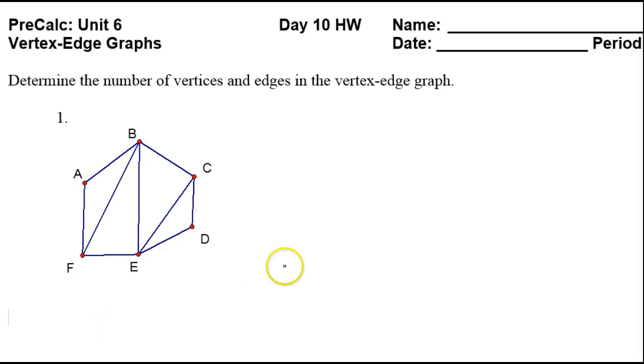In this video, I will show you how vertex edge graphs work. First of all, let's identify vertices and edges. So as I look at this diagram, these little red dots, they are all vertices. So we have 1, 2, 3, 4, 5, 6. So there are 6 vertices.